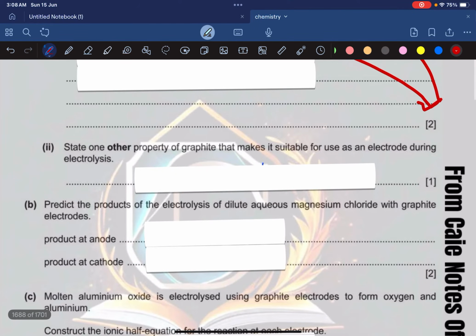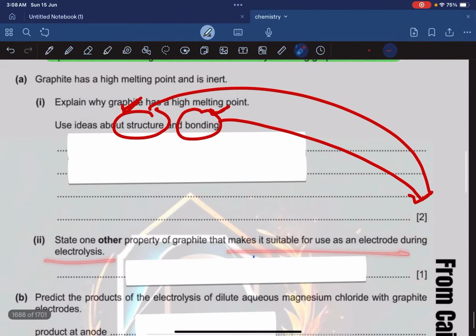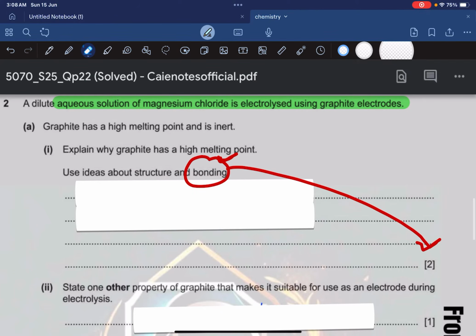State one other property of graphite that makes it suitable for use as an electrode during electrolysis. So one property of graphite that makes it suitable for an electrode. What 2 properties are we given? We are given 2 properties: firstly, graphite has a high melting point and it is inert.